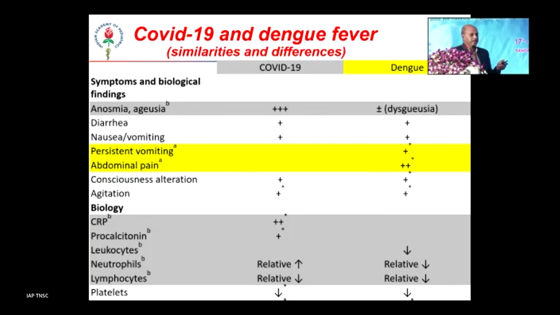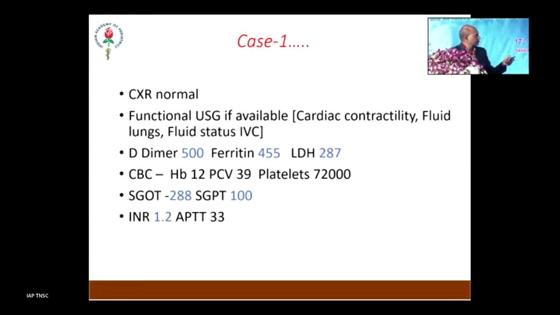And persistent vomiting and abdominal pain, especially during the critical phase. In the febrile phase, abdominal pain is not a clinical manifestation. Between 3 to 6 days, that's the time. The moment the child's fever disappears, abdominal pain appears, and persistent vomiting, that is the stage where the child moves from the febrile phase into the critical phase. That is more common in dengue as compared to COVID-19. Meanwhile, the chest X-ray was normal, and ultrasound was done.